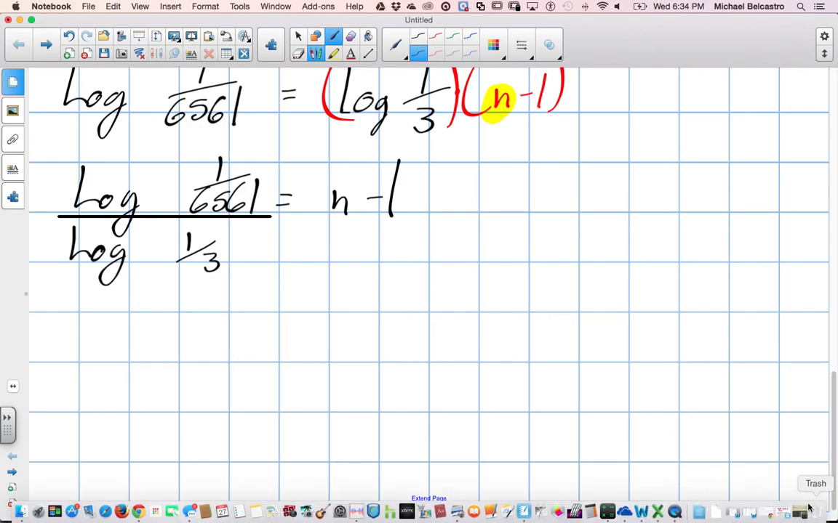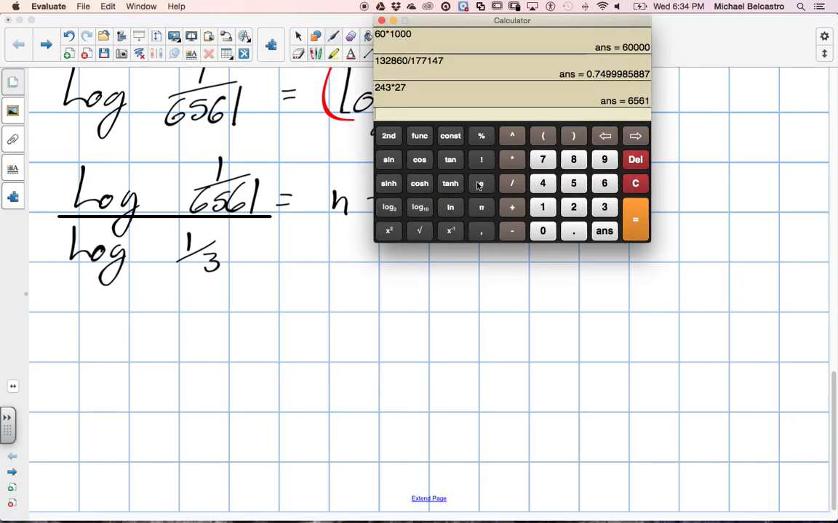So let's see if we can do it in our calculator here. We'll take log base 10 of 1 divided by 6561, bracket, and that's going to give us some value. And we're going to take log base 10 of 1 divided by 3.